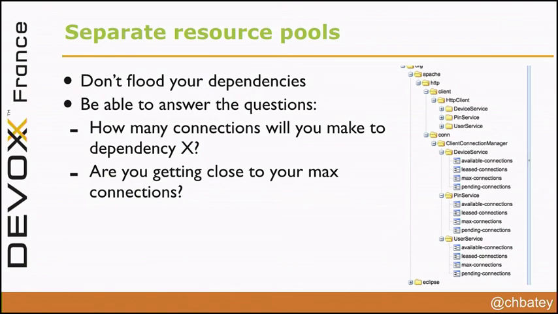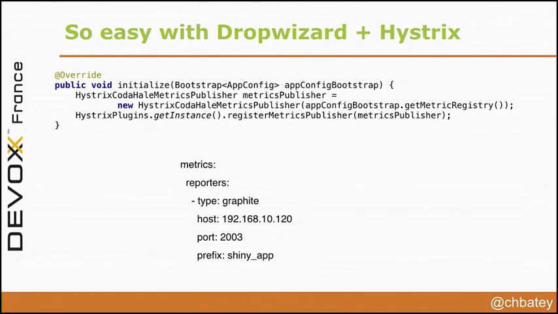So I didn't write any code to do this, okay? I just used the instrumented version of Apache HTTP and basically set this. Dropwizard also has support for Codahale metrics, and we'll push them out. Hystrix has support for Codahale metrics. So as Hystrix is counting failures and things, it will actually push those out if you just add this tiny line of code.